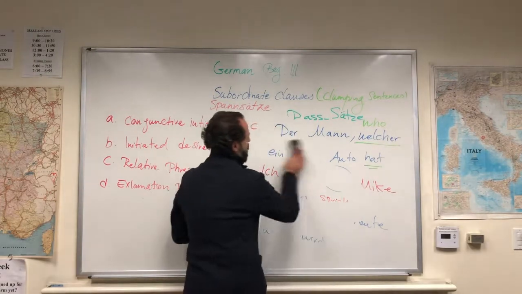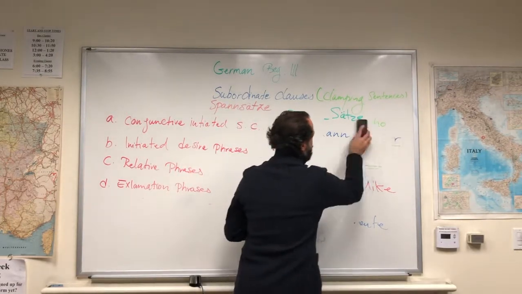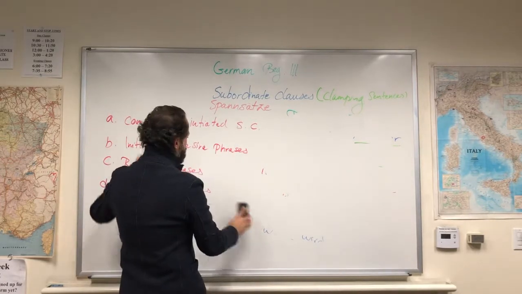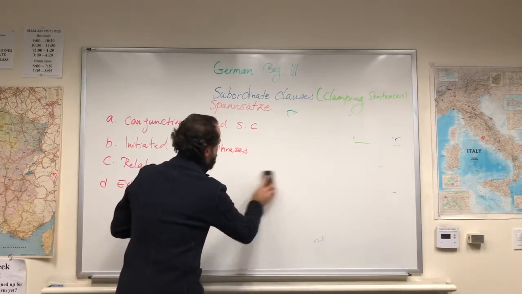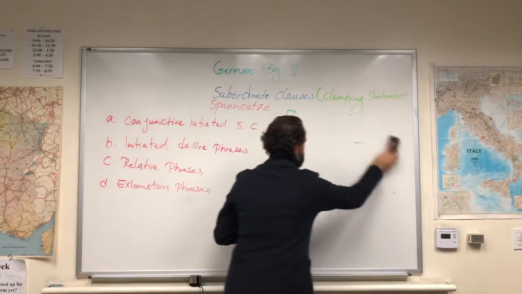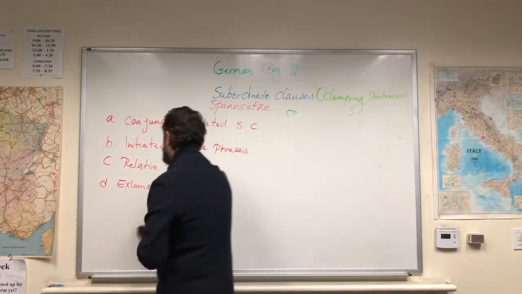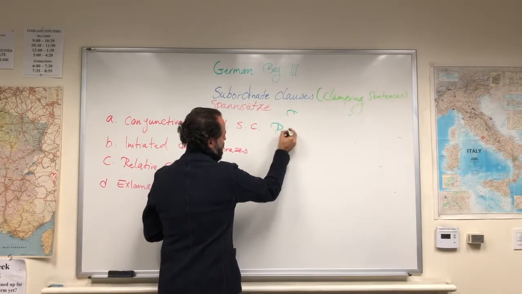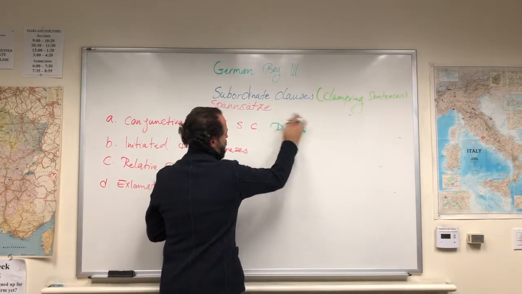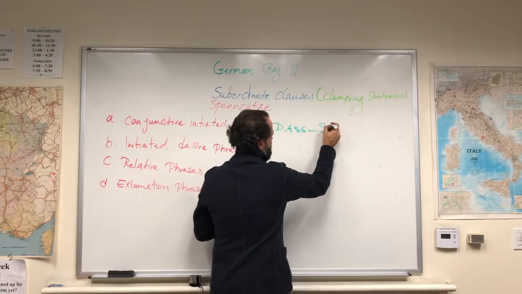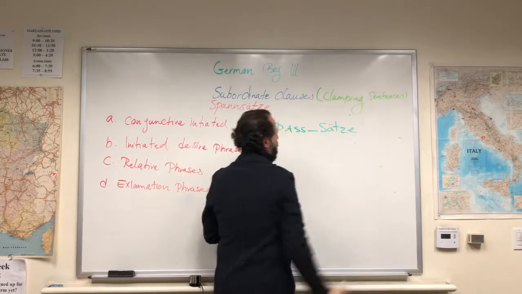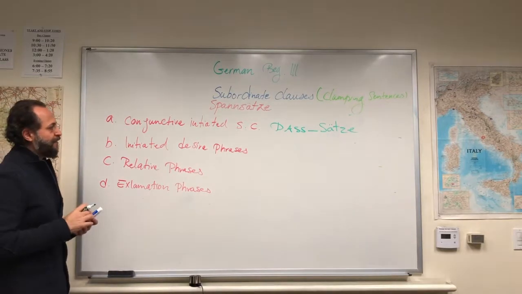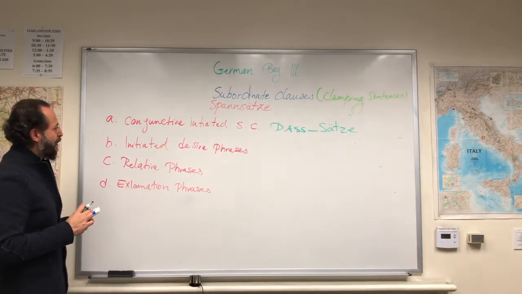So, okay, that was the first situation. That was about conjunctively initiated subordinate clauses. So that comes often after the form das, mainly. So das Sätze, we're gonna work on that based on our assignments that we have from the last week.